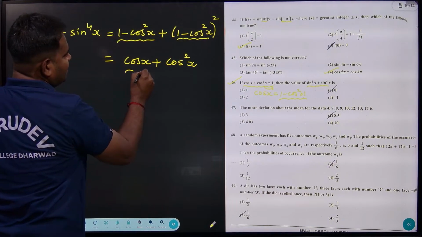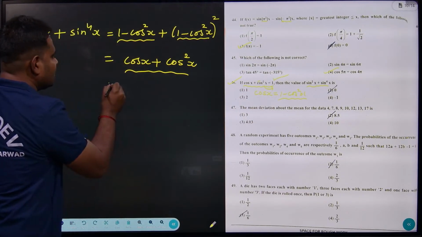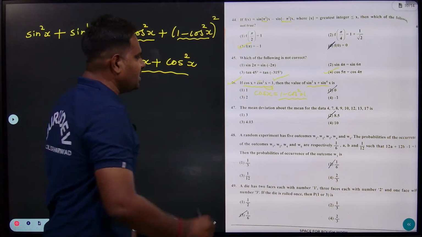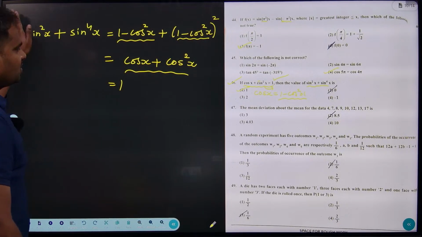Now we got this cos x plus cos square x. What is cos x plus cos square x? Which is again 1. So for question number 46, what is the right answer, students? Option 1 is the right answer for this question. Now let us move on to the next question.